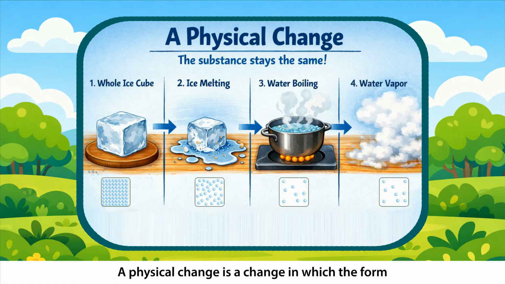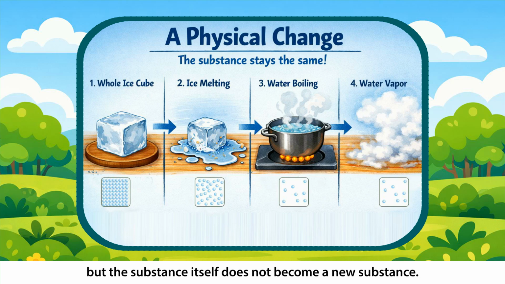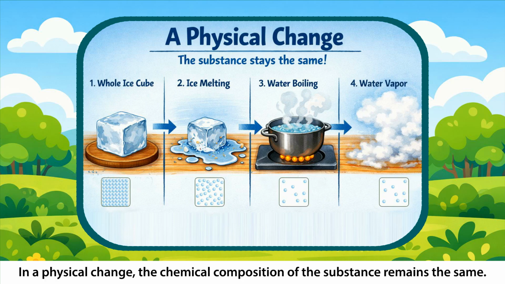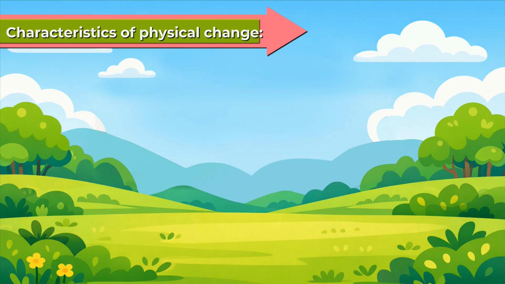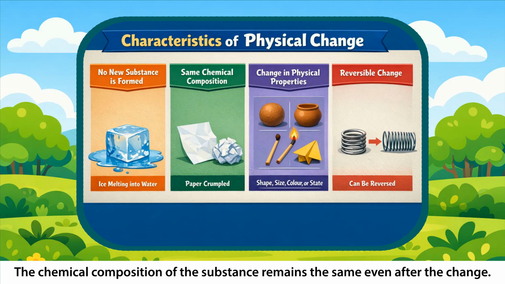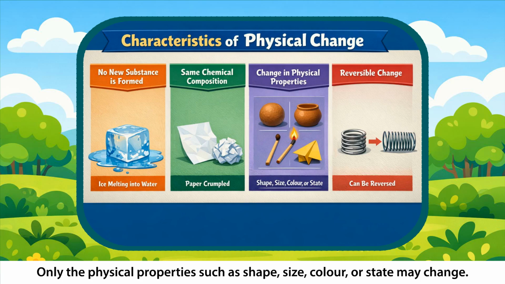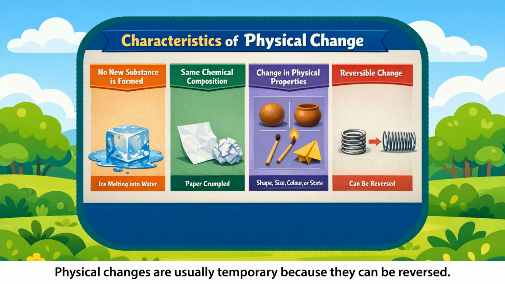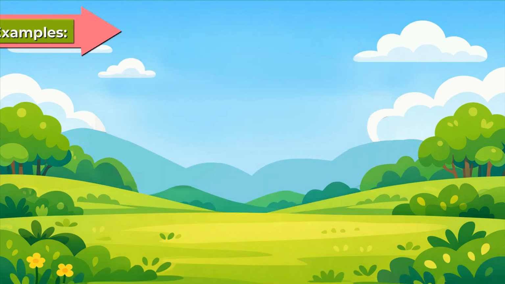Physical change. A physical change is a change in which the form or the appearance of a substance changes, but the substance itself does not become a new substance. In a physical change, the chemical composition of the substance remains the same. Characteristics of physical change: No new substance is formed. The chemical composition of the substance remains the same even after the change. Only the physical properties such as shape, size, color, or state may change. Physical changes are usually temporary because they can be reversed.